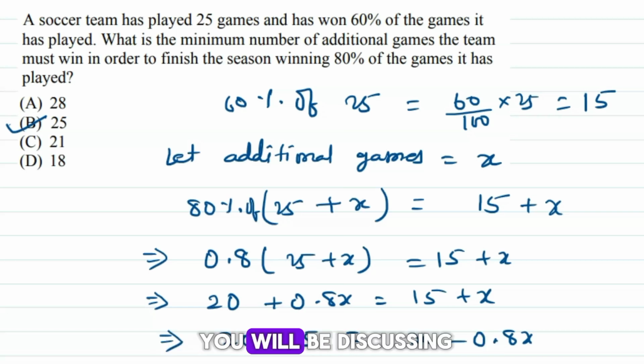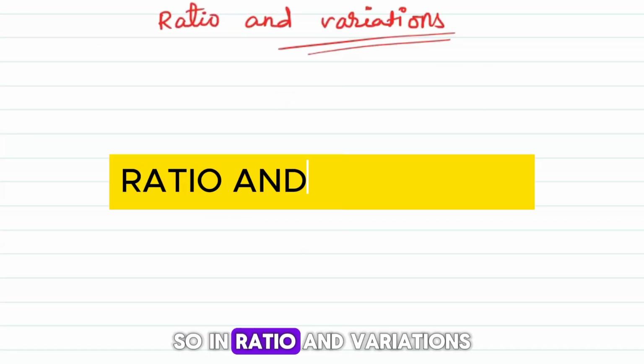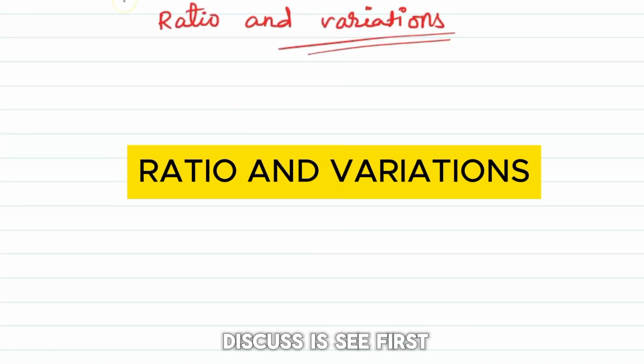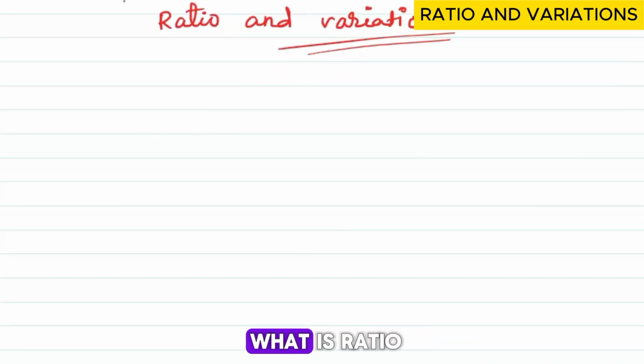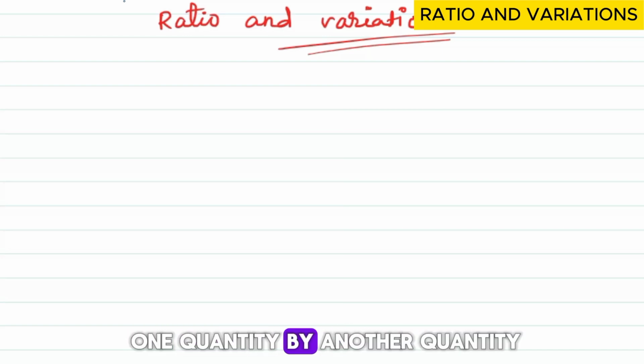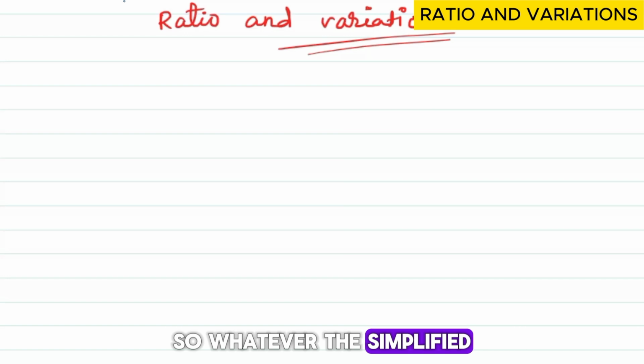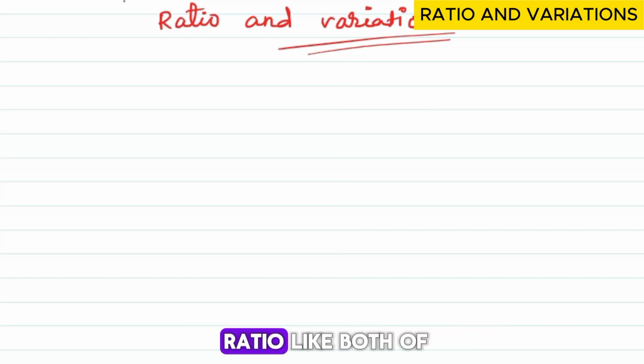Now let's see what we will be discussing in rates and variations, ratio and variations. In ratio and variations, first, what is a ratio? When we divide one quantity by another quantity, whatever simplified form of fraction we get is called a ratio, like the ratio of A to B to C.